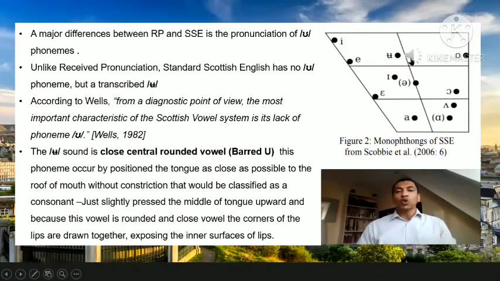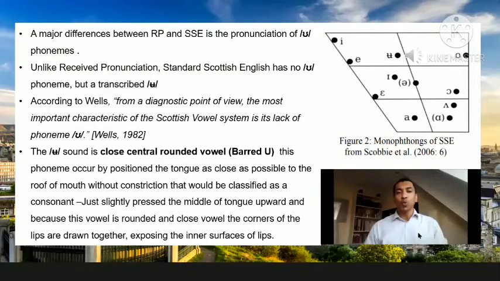The barred U is a close central rounded vowel. To make this sound, you just slightly press the middle of your tongue upward to the roof of your mouth and draw your lips together until exposing the inner surface of your lips. This guy right here will briefly show you how to produce the barred U sound. So it becomes ooh. See? So that is a barred U sound.